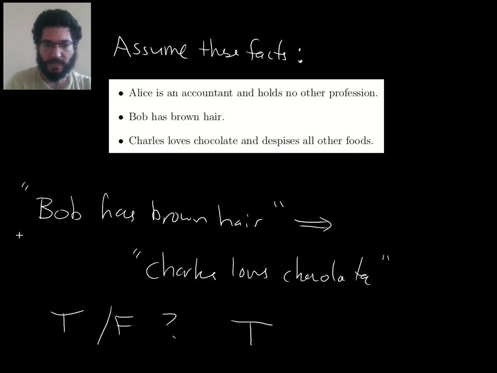But if someone went up to you and actually said this sentence, hey, if Bob has brown hair, then Charles loves chocolate, you would probably be a little bit weirded out by them. It's a weird sentence to say, because it's not like Bob's hair color is causing Charles's food preferences, right? It's not a causal connection. It's just, this is true and that's true, therefore the implication is true. So the mathematical implication just does not say anything about causality. I hope that's clear now.